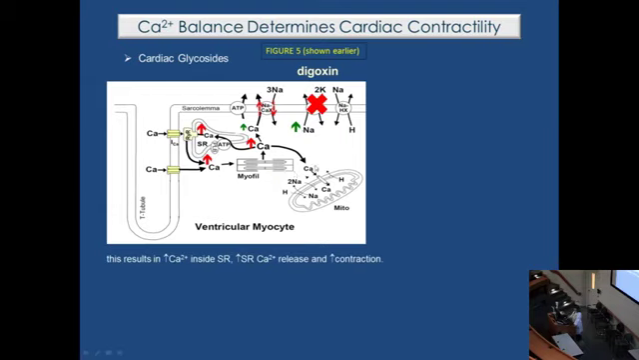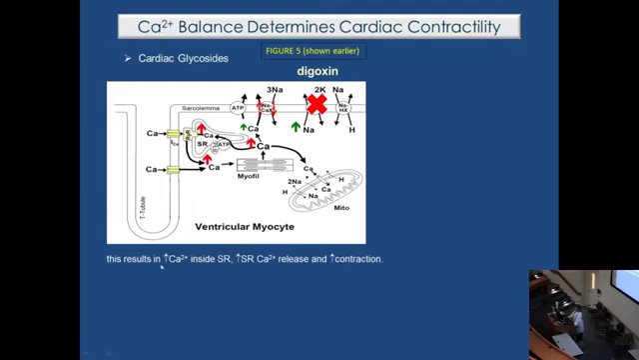At the end, I have it here that the actions of cardiac glycosides will result in an increase of calcium inside the SR, an increase of the SR calcium release, and then an increase in contraction. These are the same steps that I mentioned for the actions of the beta-adrenergic stimulation, see?